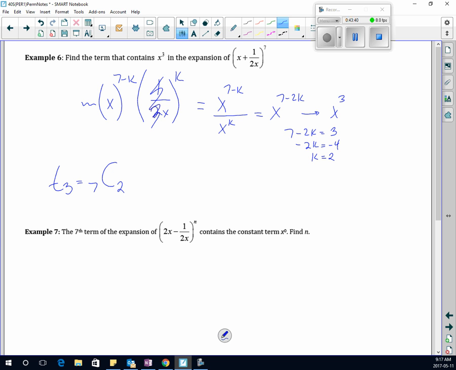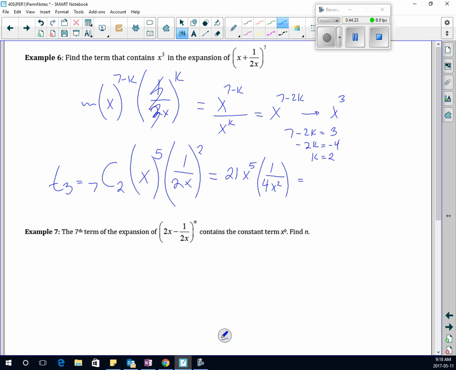So term 3 is equal to NCK, so 7C2, yes? The first term, which is x, and that's to the power n minus k, so that would be 5. The second term, which is 1 over 2x, is to the power k, which is 2. So 7c2, well, we should be able to do this one probably without a calculator. Well, let's just do the calculator. 7c2 is 21. X to the power 5. And then if we have a 1/2 to the power 2, we get 1 over 4. And what's the x going to be? X squared.